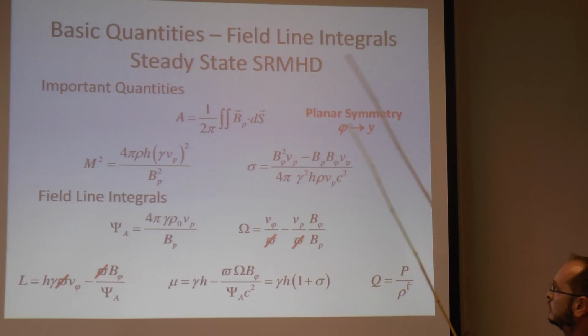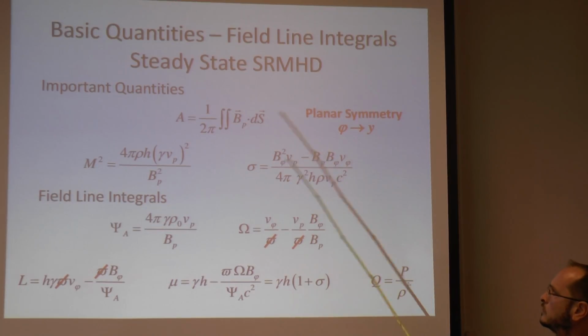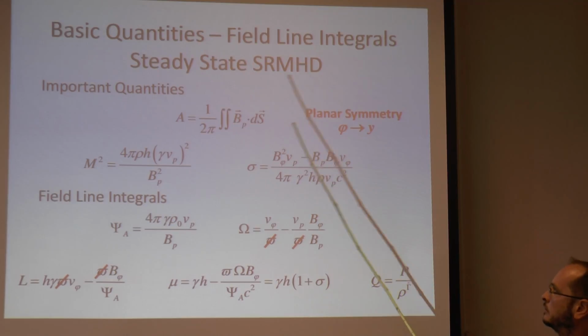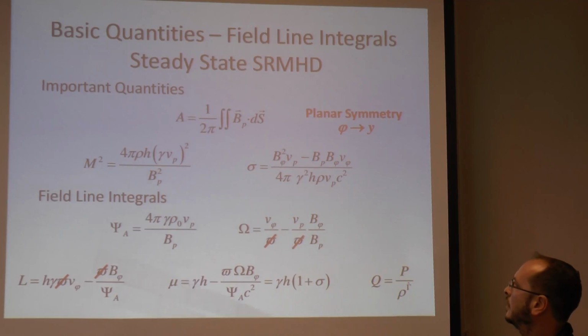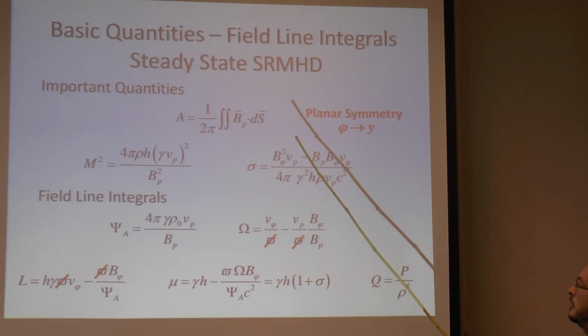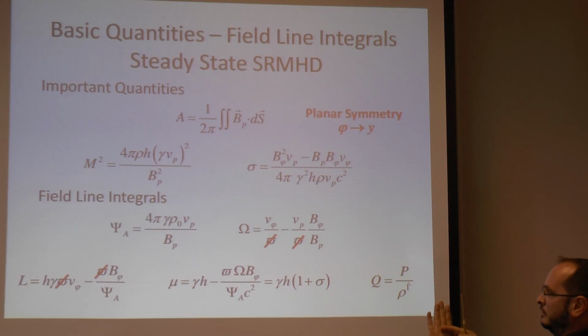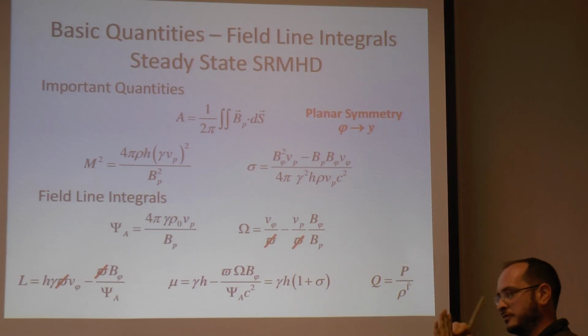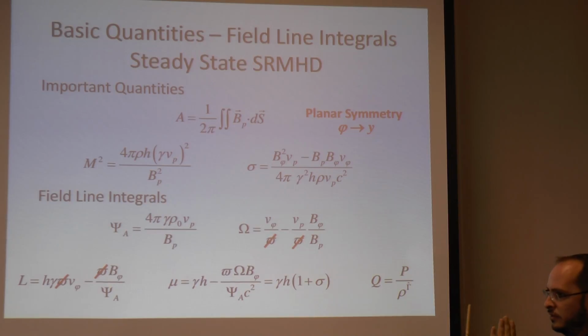I want to show you some quantities because I'm going to use them later. Those are familiar for the steady state RMHD. One quantity that we use is this A. A is the flux of the poloidal field lines. When I say poloidal, I mean the plane where the jet is propagating, let's say Z, or the cylindrical radius. When I say toroidal, I mean the transverse plane, the plane of symmetry of the jet.